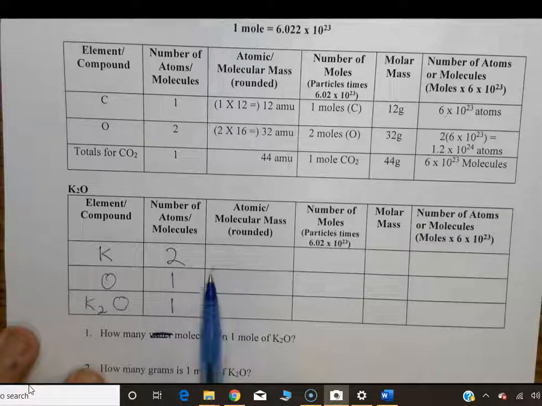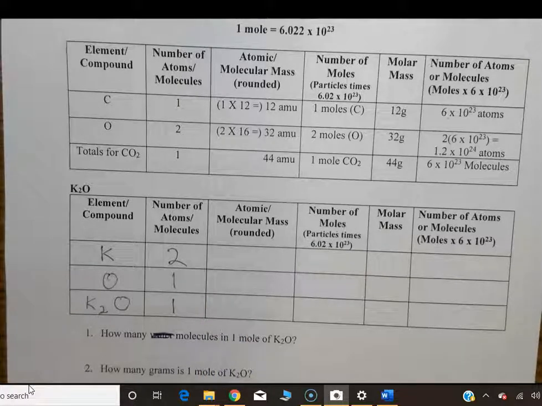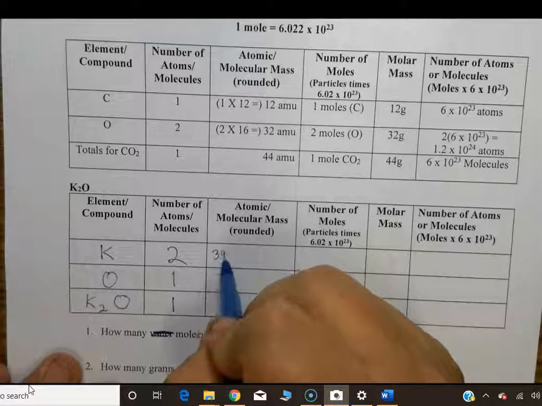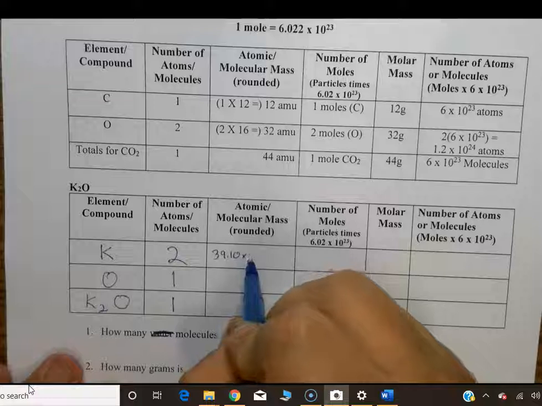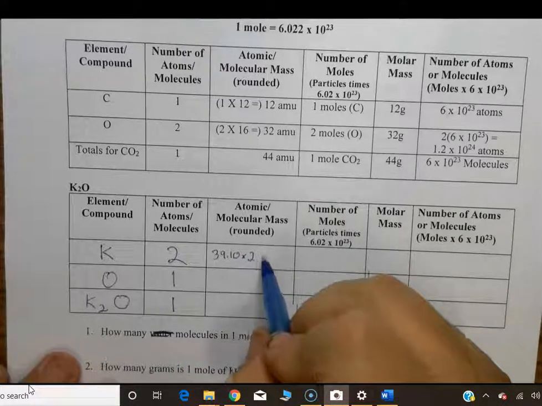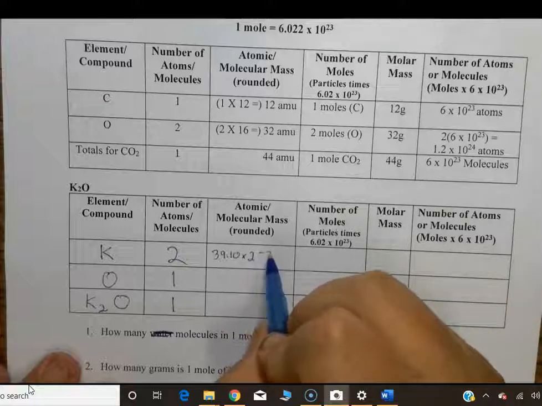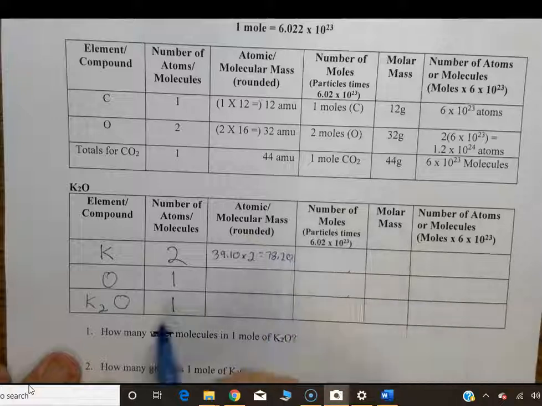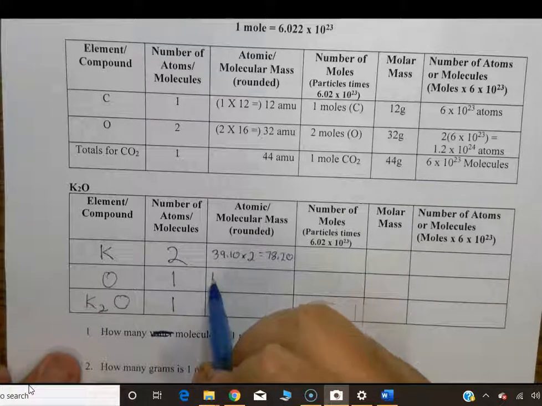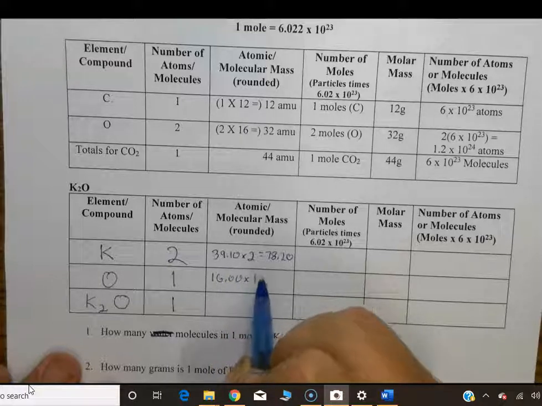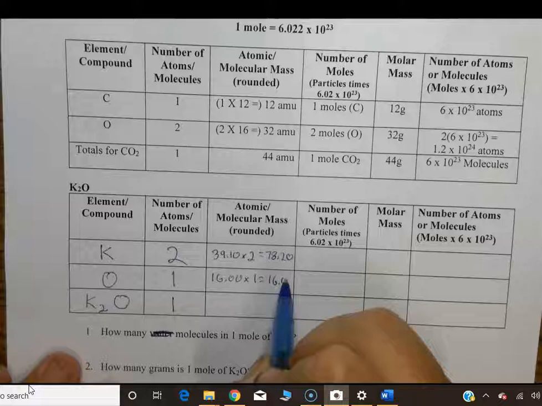So the atomic mass for potassium is going to be 39.10. Multiply that by 2, and we get 78.20. Okay, same for oxygen. Oxygen is 16 times 1 oxygen atom, and that gives you 16 in that compound.